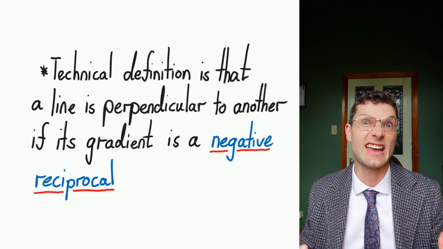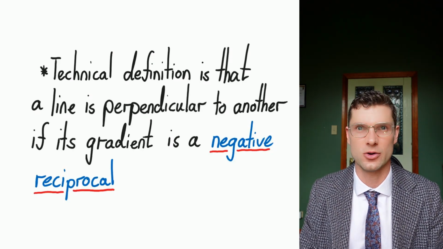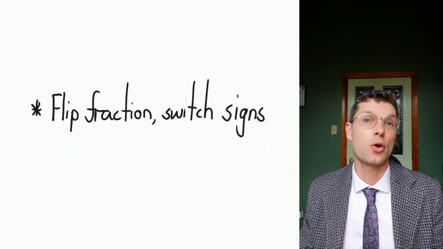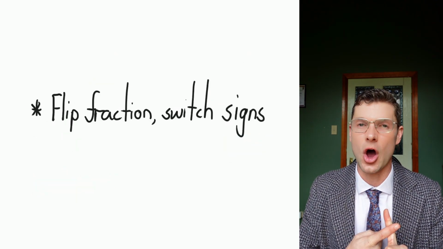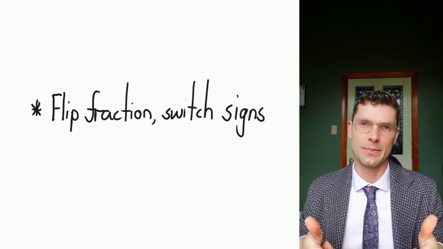So these two ideas, even though they sound a little bit harder, we've already talked about. Negative and reciprocal. So the way to find this is just we have to change the sign of the original gradient and then flip the fraction.